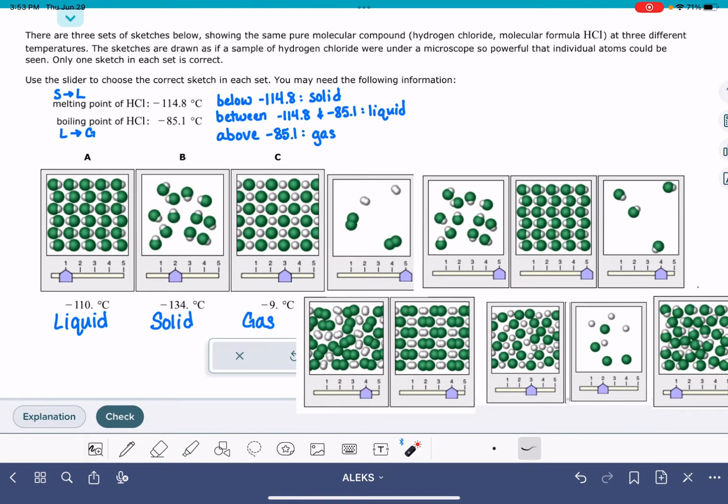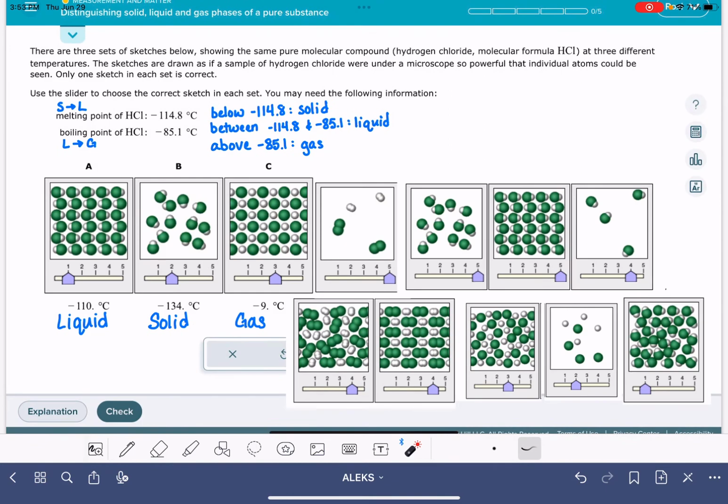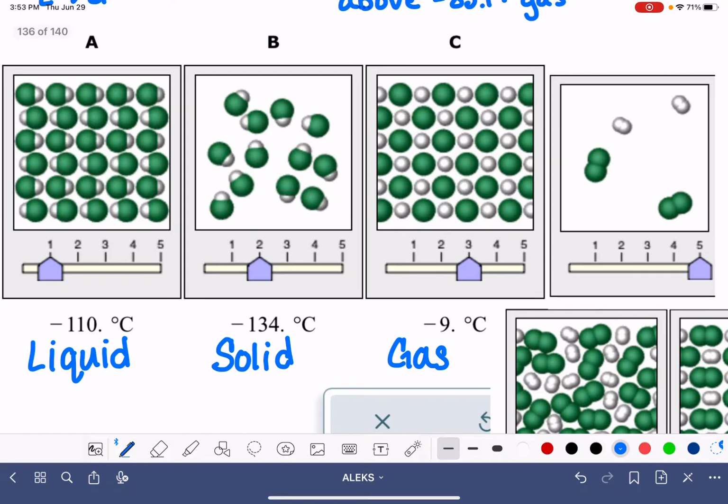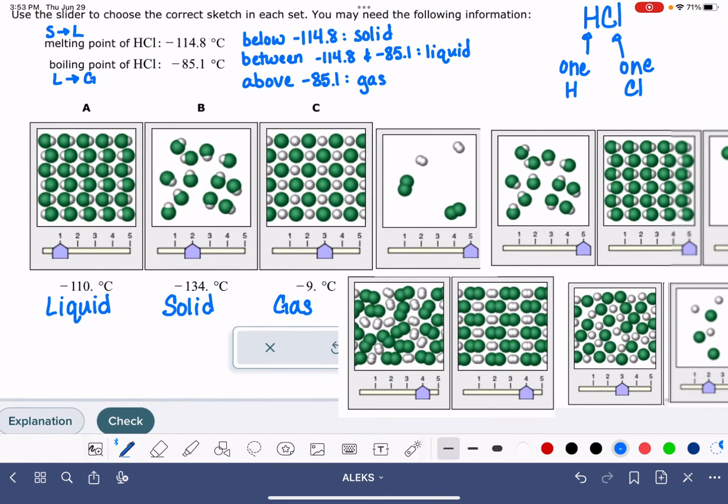All right, so our next job is to find the correct picture that corresponds to each one of these different states. This is where we're going to need to pay attention to the molecule HCl. So the molecule HCl, that means that it has 2 atoms. It's going to have 1 hydrogen atom. It's going to have 1 chlorine atom. And ALEKS is going to depict that using different colored spheres. So you can see that it's giving me a green sphere and a little white sphere representing those 2 atoms.